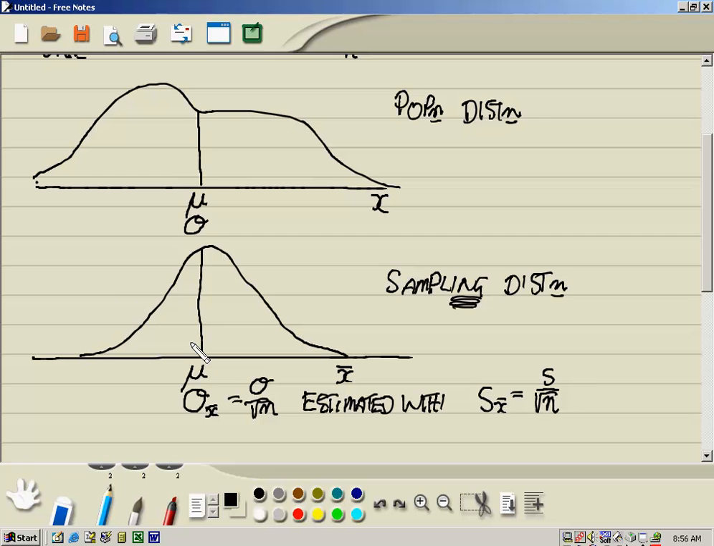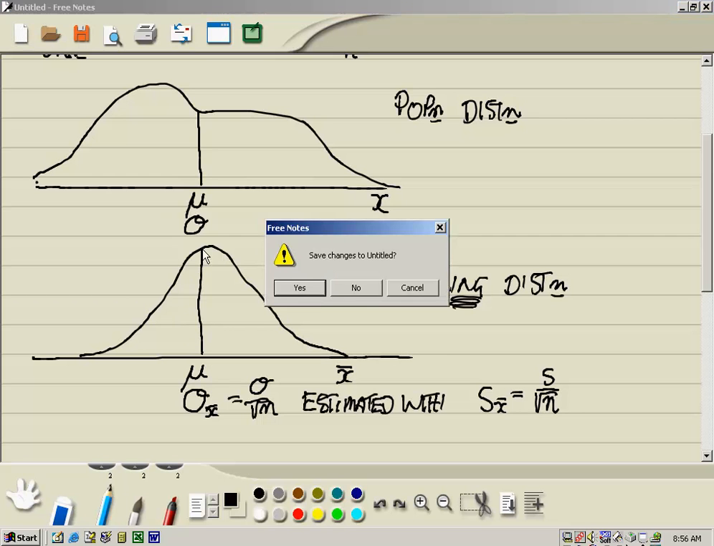Alright, that gives you a quick overview of that notation. Let's clean this page.